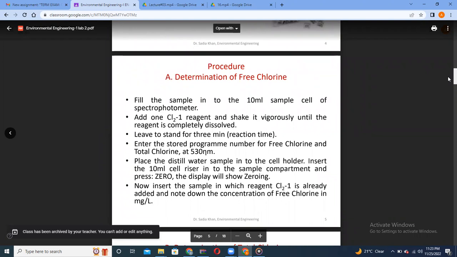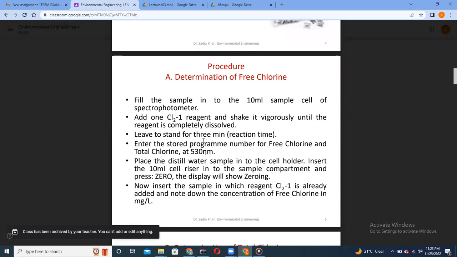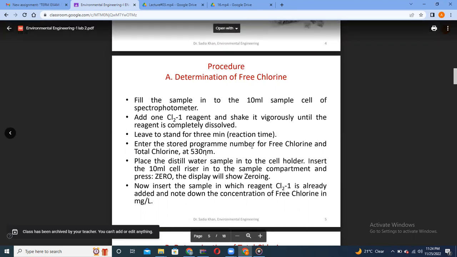So the procedure starts with filling the sample. Here sample means water sample into the 10 ml cell of the spectrometer. Add 1 chlorine reagent and shake it vigorously until the reagent is completely dissolved. Leave to stand for 3 minutes. That will be our reaction time.